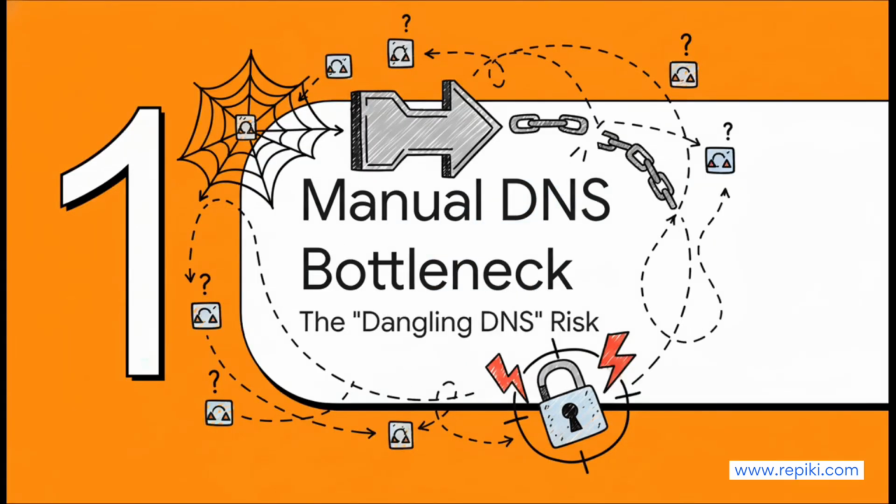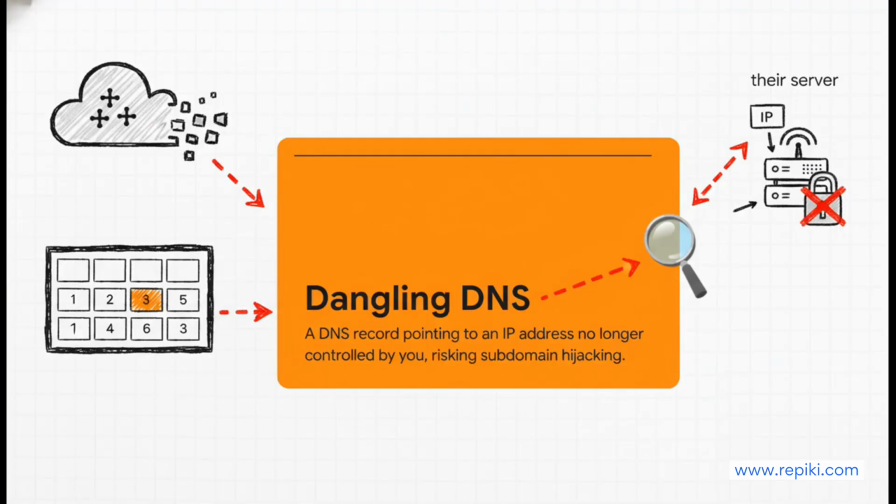We call it the manual DNS bottleneck. But it's not just about slowing your teams down. It introduces a really specific and pretty nasty security problem known as dangling DNS. Okay, so what is dangling DNS? Let me paint you a picture.